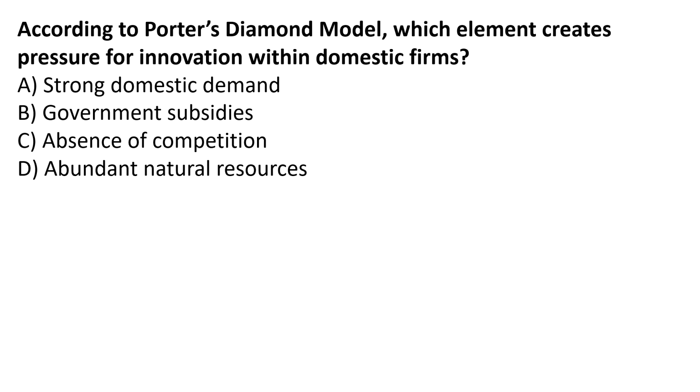You can see, according to Porter's diamond model, which element creates pressure for innovation within domestic firms? We have discussed Porter's diamond model, what it is and what the name of that diamond model is. Option A, strong domestic demand; B, governmental subsidies; C, absence of competition; and D, abundant natural resources. If you have watched the previous session in which we discussed Porter's model, you can give an answer in the comment box. Whatever A, B, C, D, just give an answer in the comment box. I'll give you some time for it.